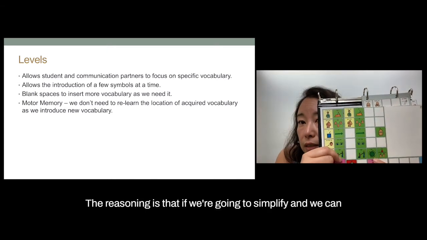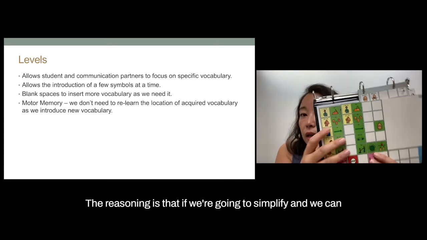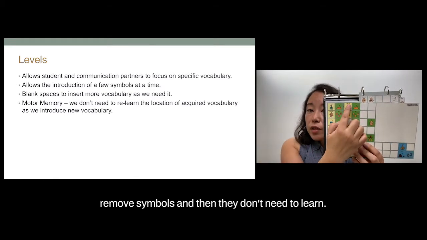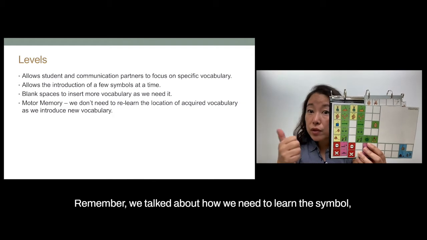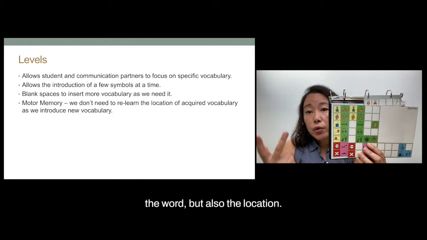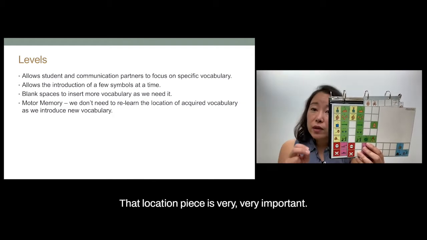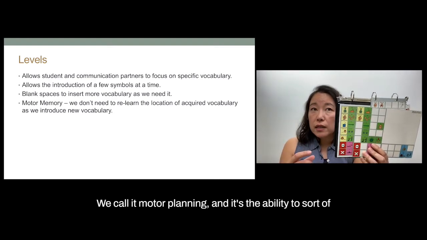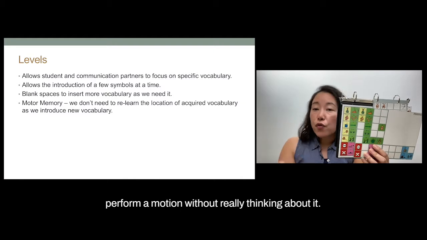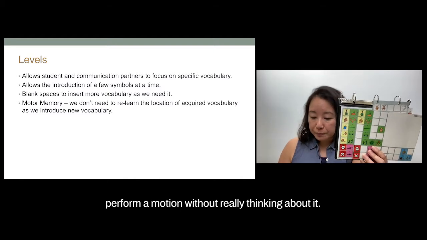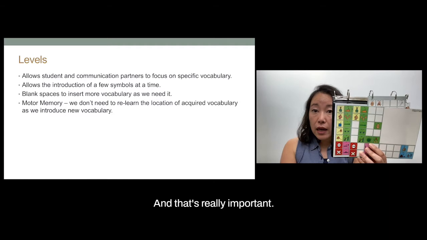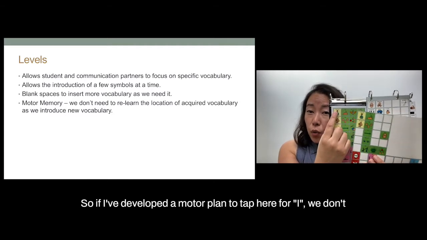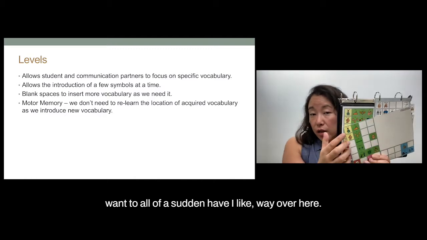The reasoning is that if we're going to simplify, we can remove symbols, and then they don't need to learn. Remember, we talked about how we need to learn the symbol, the word, but also the location. That location piece is very, very important. We call it motor planning, and it's the ability to perform a motion without really thinking about it. And that's really important. So if I've developed a motor plan to tap here for I, we don't want to all of a sudden have I way over here.